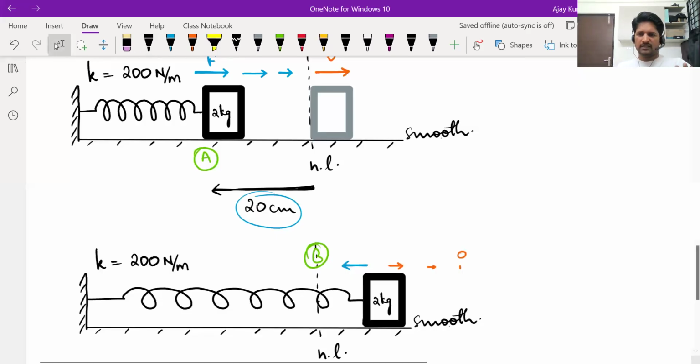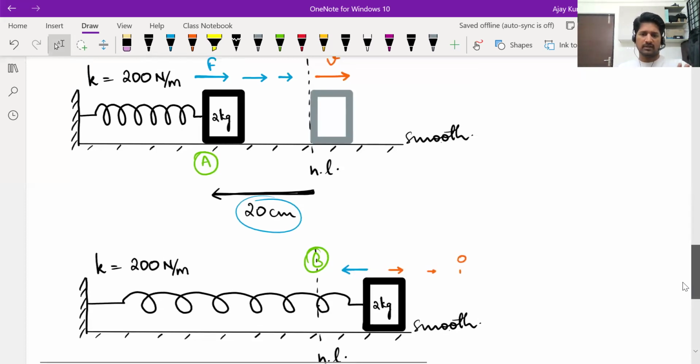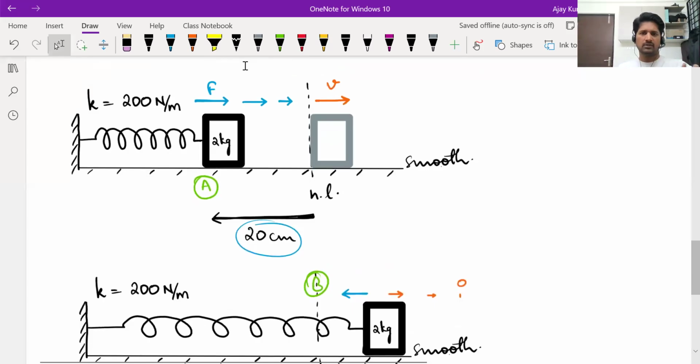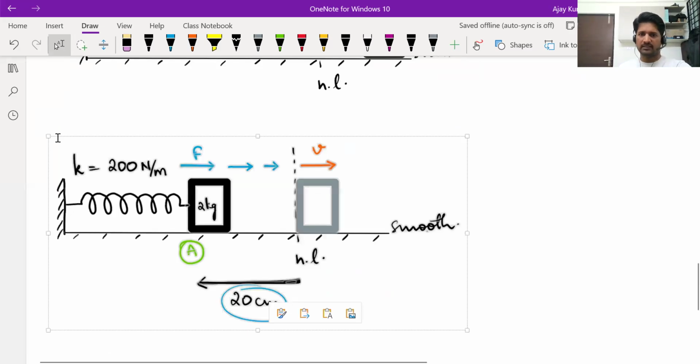But did you all understand why the block will not stop at the natural length, but cross and move to the other side? Any doubt in this? Okay. So let's solve one problem based on this. Remember the expression for spring force, it is Kx. Magnitude is Kx, direction you have to decide based on the problem.